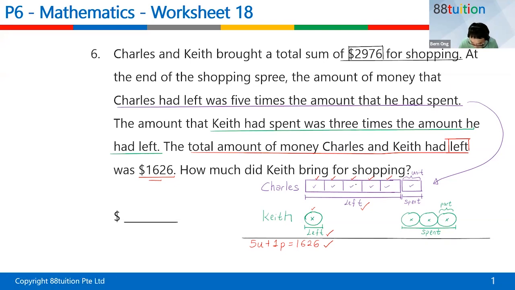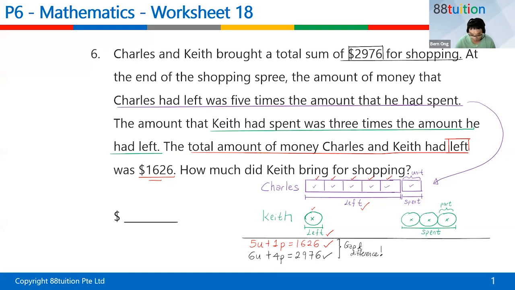You count. 1, 2, 3, 4, 5, 6. 6 units from Charles. And how many units from Keith? 1, 2, 3, 4. 4 parts from Keith. And this will be a total 2976. When you see this, you should get excited. What is this called? This is something called gap and difference. You have to apply certain concepts into this in order to get your answer, children.